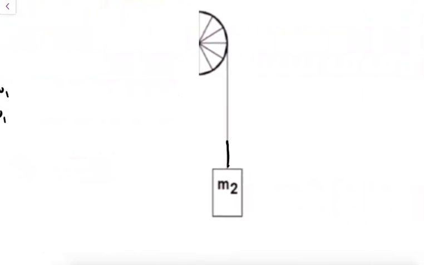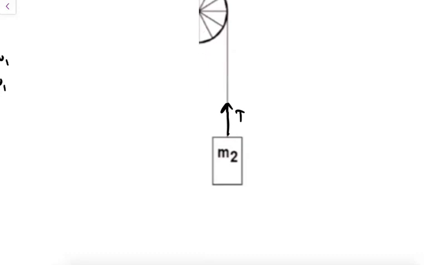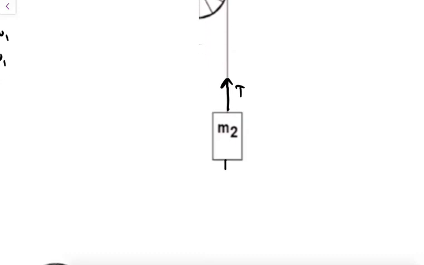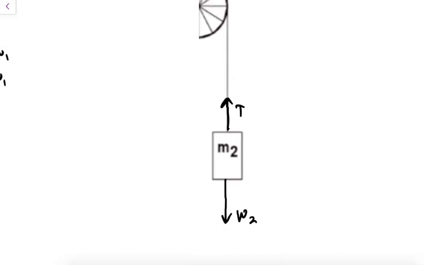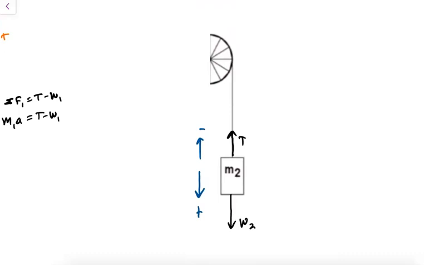We also have the same tension force T, but this mass 2 is going to have a larger force of gravity downward because it should be accelerating downward. Also, to identify the positives and negatives, we said that down is positive and up is negative here, so this is positive and this is negative.